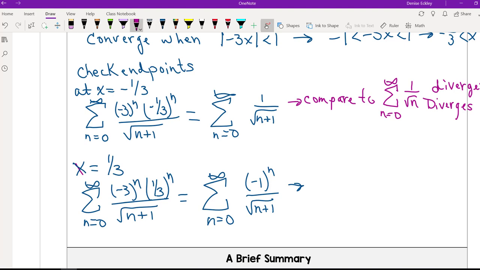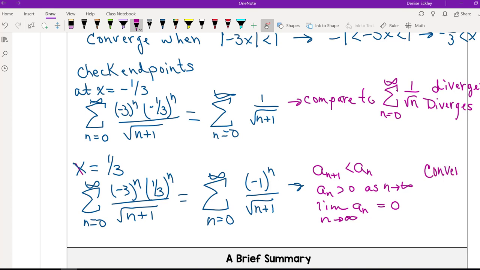So when we do that, we can check to see that a sub n plus 1 is less than a sub n. We can also see that a sub n is greater than 0. And we can also notice that the limit as n approaches infinity of a sub n is going to equal 0. So this converges by the alternating series test. So you can see why we need all these tests.